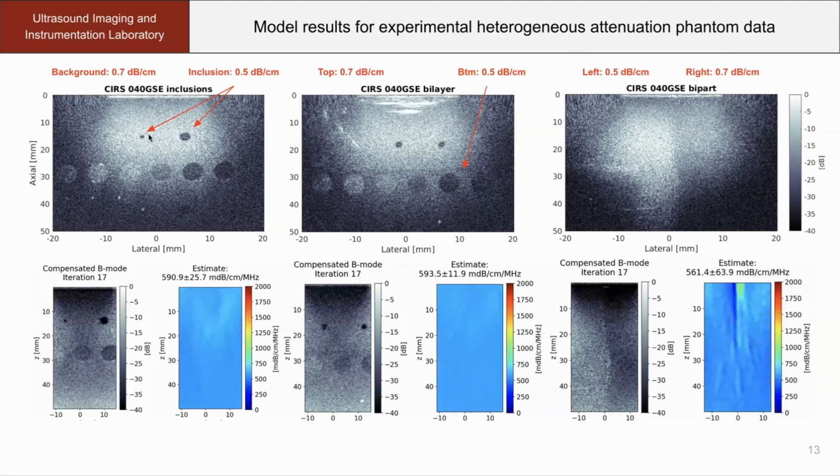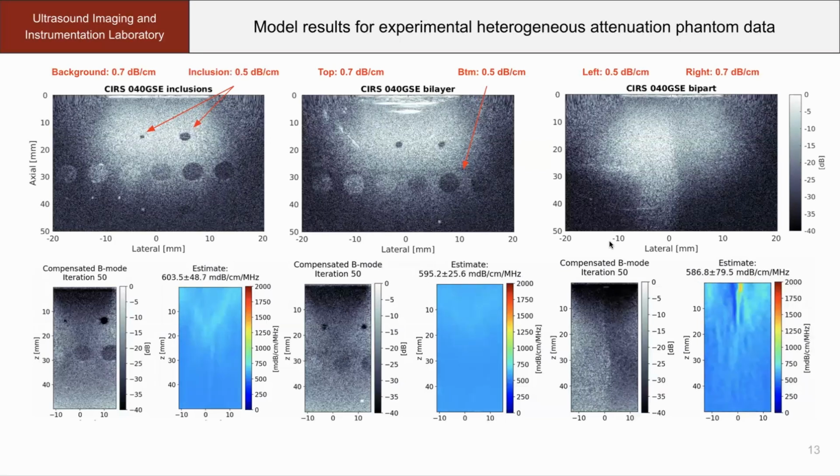The first case where we had the attenuating inclusions that were negative attenuation contrast, so they're lower than the background. We could see that our model did not recognize the difference in the distributed attenuation for the inclusions. In the case of the bilayer, where the top was 0.7 and the bottom was 0.5, we saw that over 100, or over 60 iterations, the model estimated higher attenuation in the top than in the bottom, but we still didn't see this clear boundary at roughly 27 millimeters.